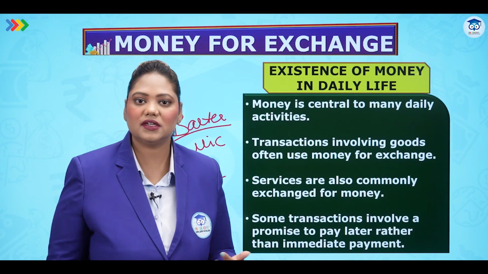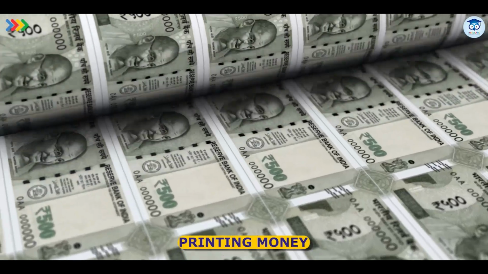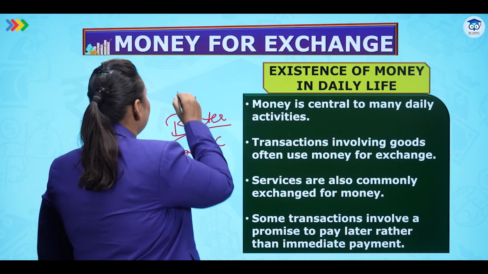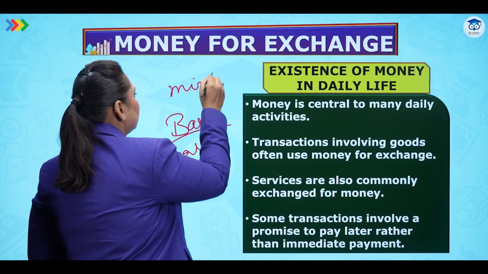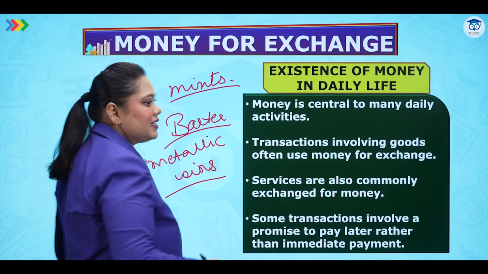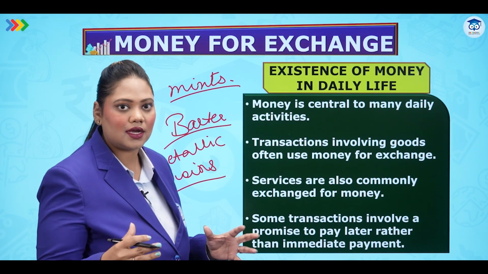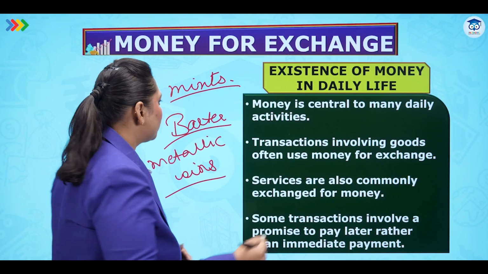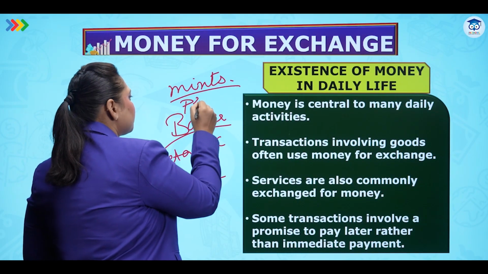How do you make money? They started printing money. And printing money in economics is called mints. We have mints. These are called mints. Mints are big, huge factories which have a license given only by the Reserve Bank of India, which allows them to print notes.